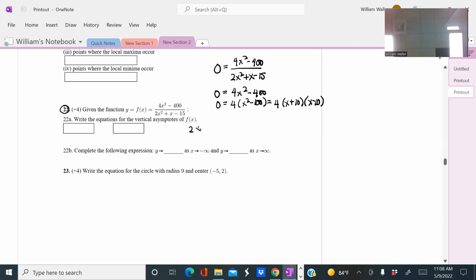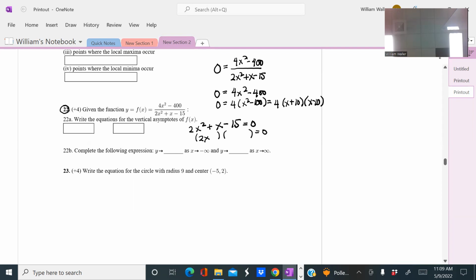So 2x squared plus x minus 15 equals 0. And then there's a quadratic equation to solve. We might be able to solve it by factoring, or we can always use the quadratic formula. I hope it factors, though. Does it factor? Let's see.